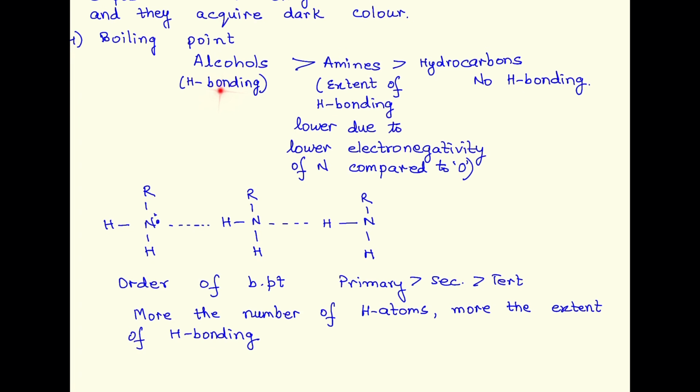So yes, they do undergo hydrogen bonding like alcohols, but because of the lower electronegativity of nitrogen compared to oxygen, you see, this is the electronegativity order decreasing like this. So, FON: fluorine, oxygen, nitrogen. Since the extent of hydrogen bonding will be lower when the element is nitrogen, we notice that the boiling point of amines is, although higher than hydrocarbons, lower than that of alcohols.